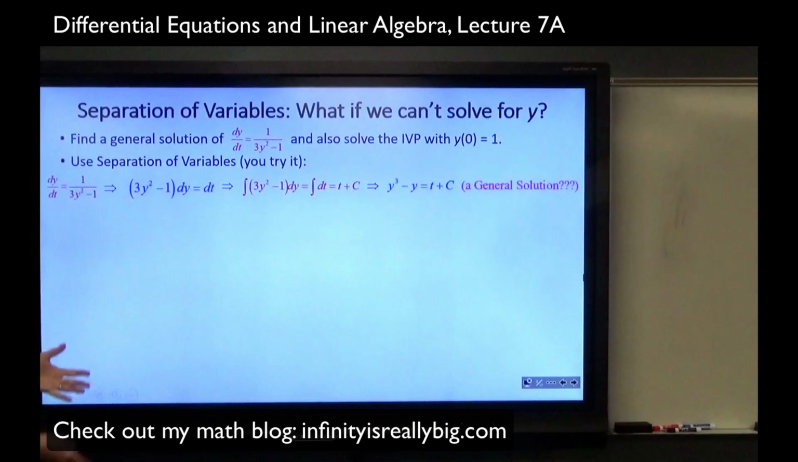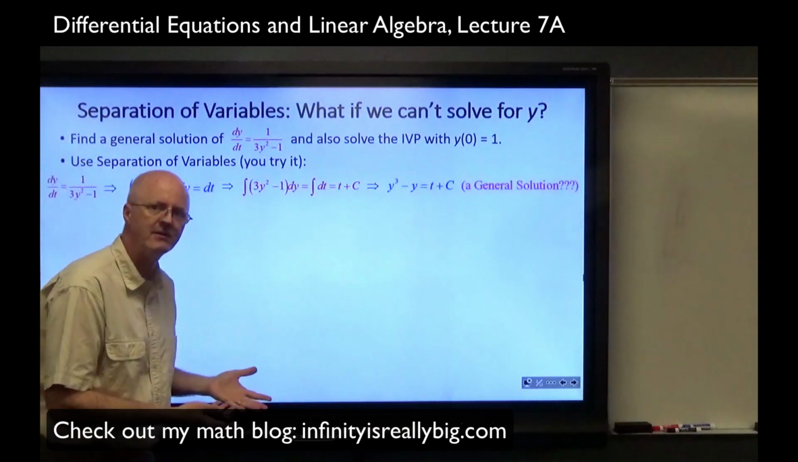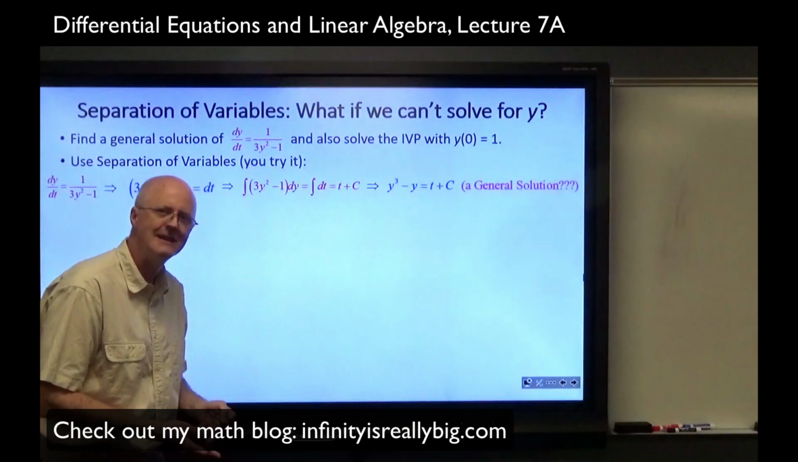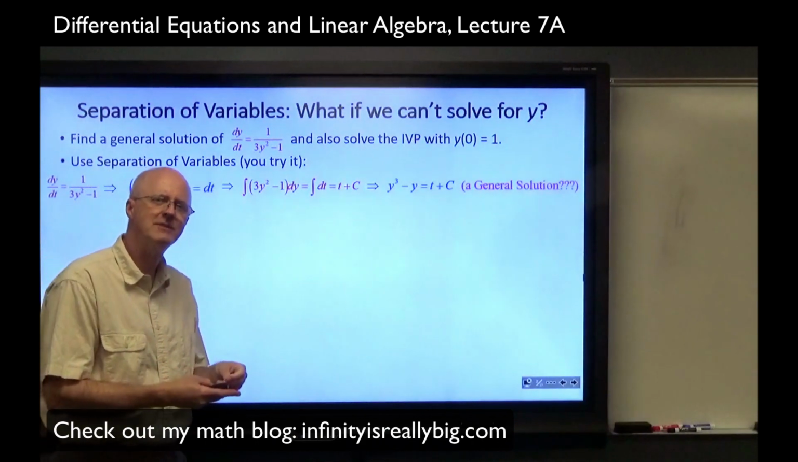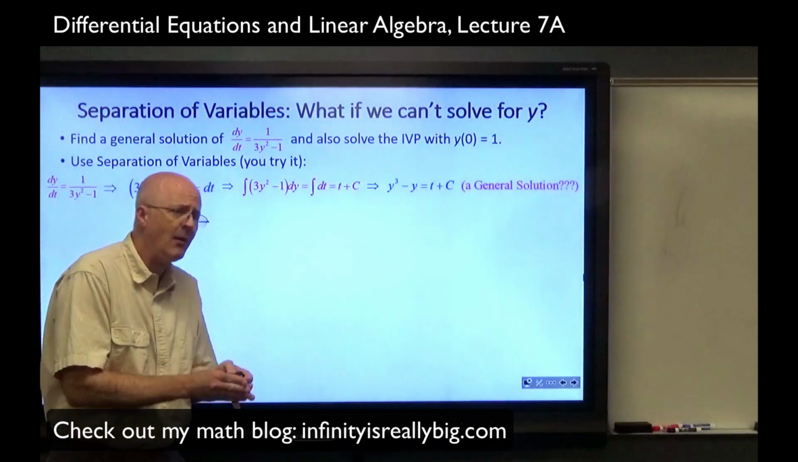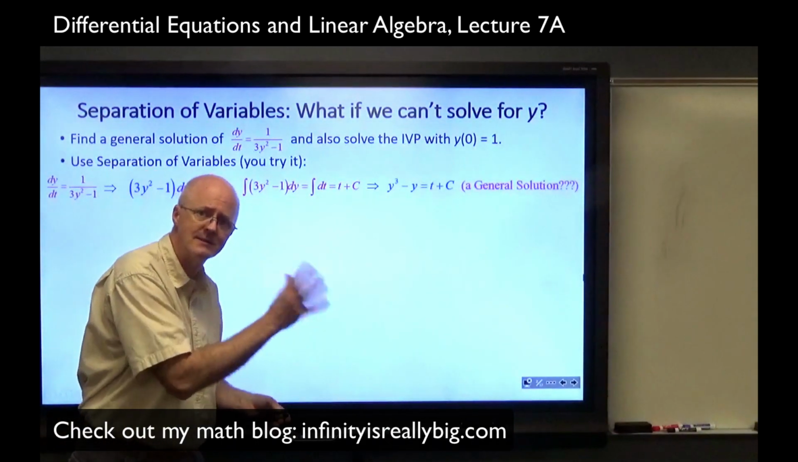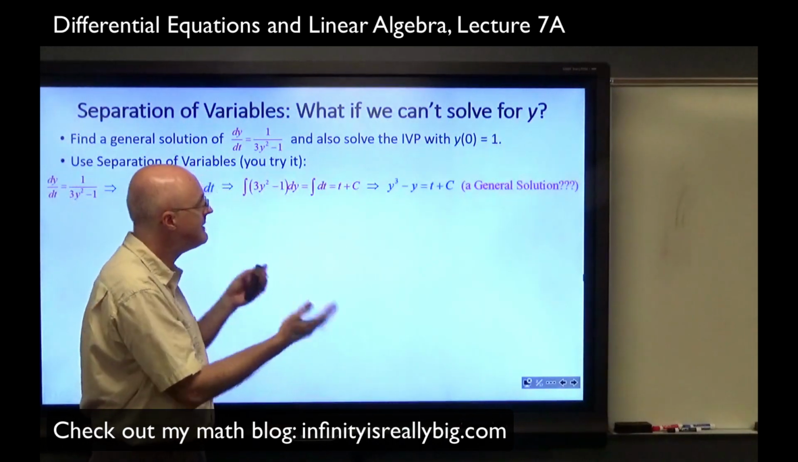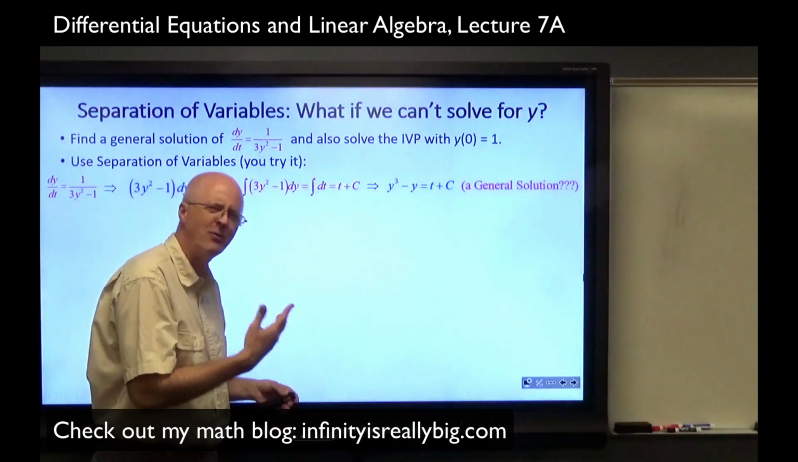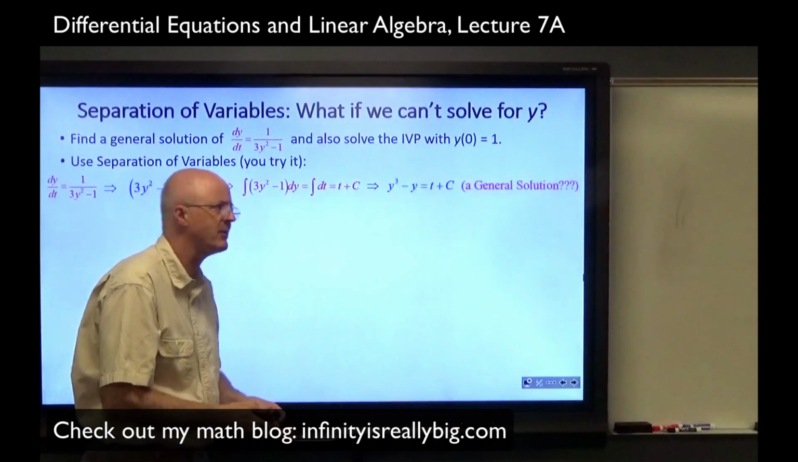This is an example of an implicitly defined function. This equation defines y as a function of t, not explicitly, not with some simple formula, some simple function of t, but implicitly, with a formula you can't seemingly solve for y.